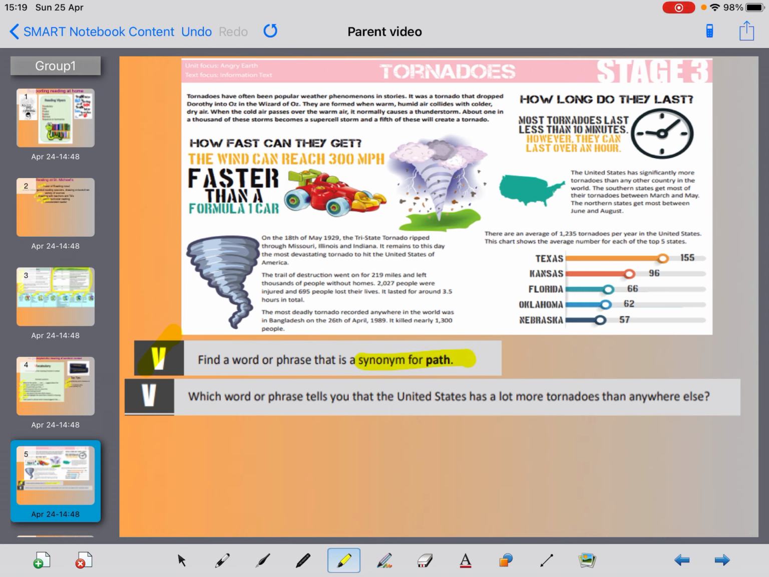So they also have to note the word synonym means the same, and they have to know other words for path. Another question might be which word or phrase, so phrase being a group of words, tells you the United States has a lot more tornadoes than anywhere else. They would have to use their reading skills to look for words that mean path, as well as something that means something that is greater than.